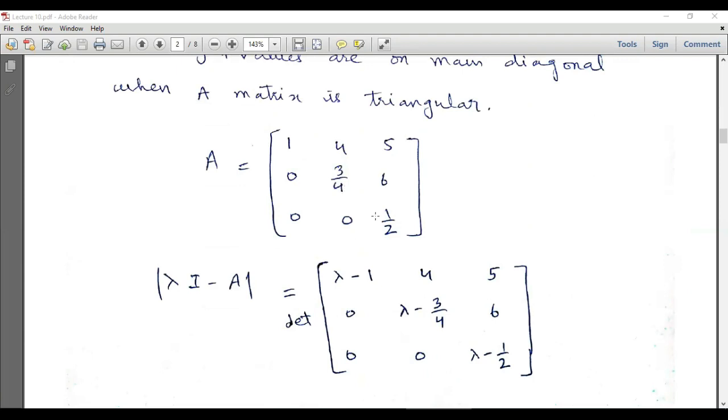So for a triangular matrix, whether it is an upper triangular matrix or a lower triangular matrix, the eigenvalues will be the diagonal entries.